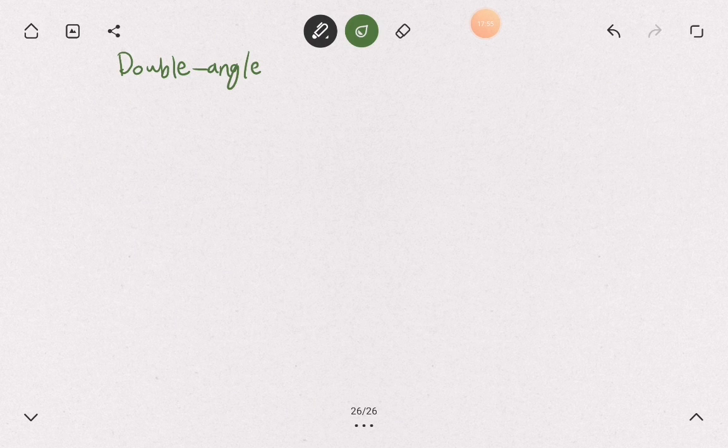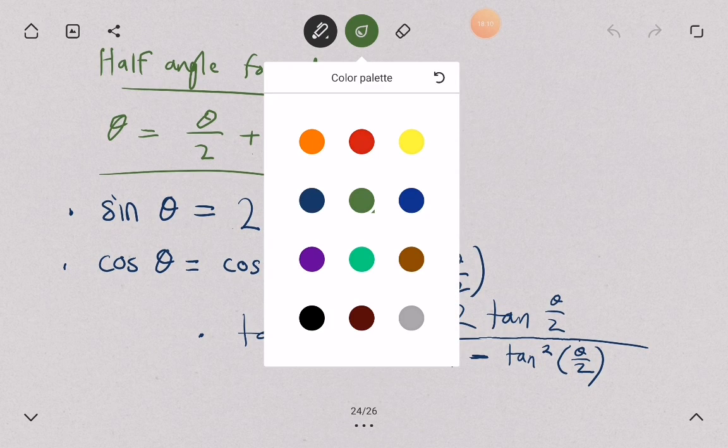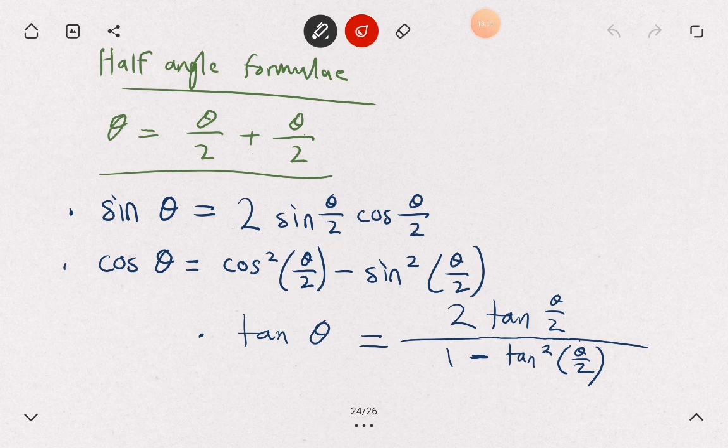Very similar to this is another thing called the double angle formula. Let me just give you an example of an application. We can go over this if we discuss other questions, so don't worry. How do you use this?